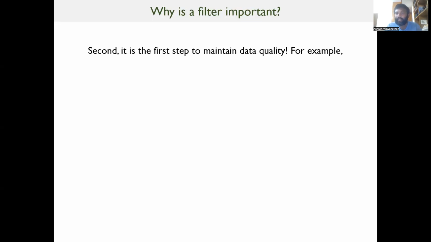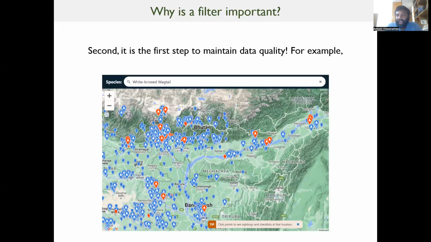I'll show you an example now of why it's important to maintain data quality, and why good filters are important. Until about a year back, Assam had only one filter. Only one filter for a state that is so diverse. This is also because it takes a lot of time and effort to develop these filters. So until last year, Assam had one filter. This is the situation with white-browed wagtail on the filter.